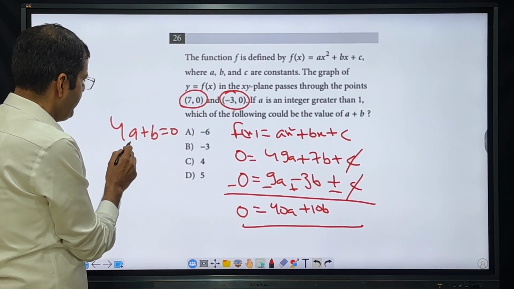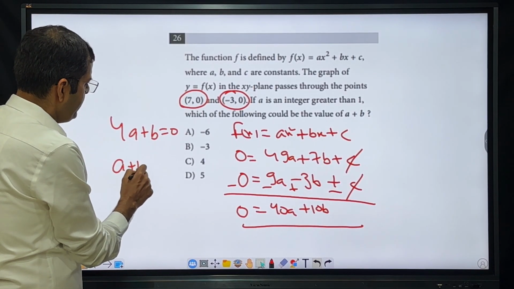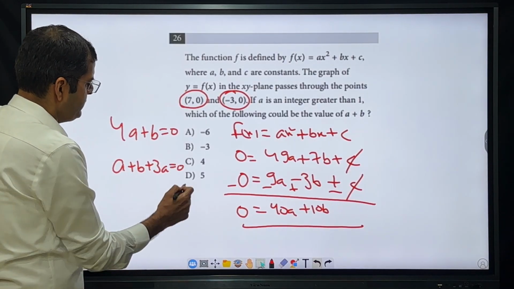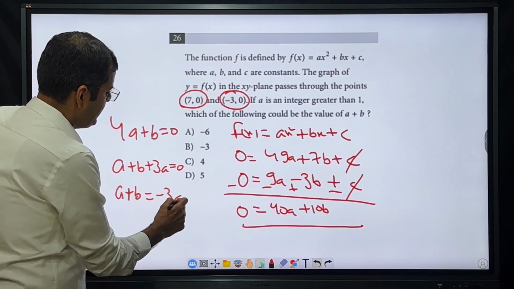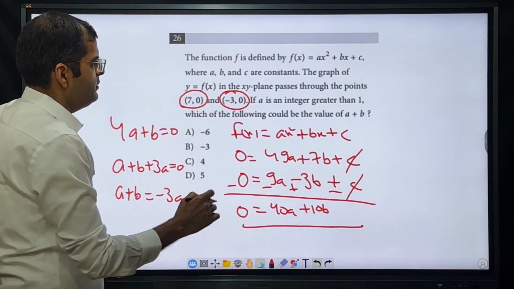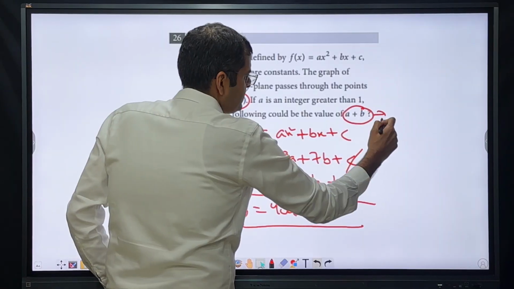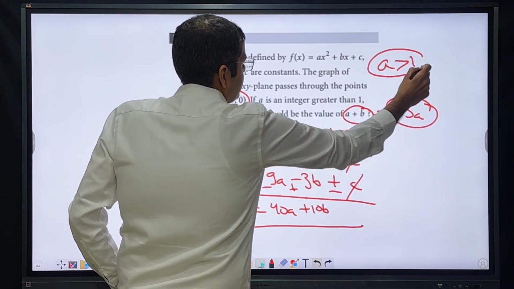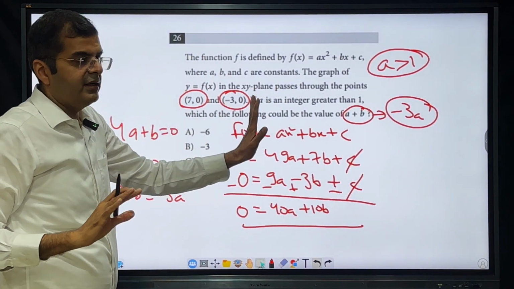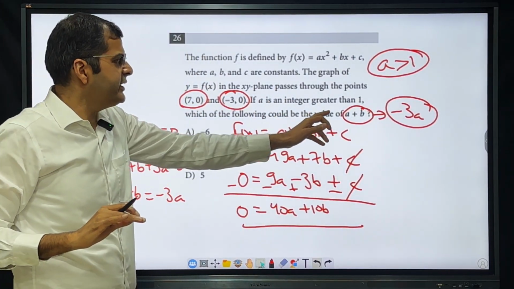I want to find the value of a plus b. So from here I can write a plus b plus 3a is equal to 0. So what is a plus b? A plus b is minus 3a. So a plus b is minus 3a, and I know a is an integer greater than 1.